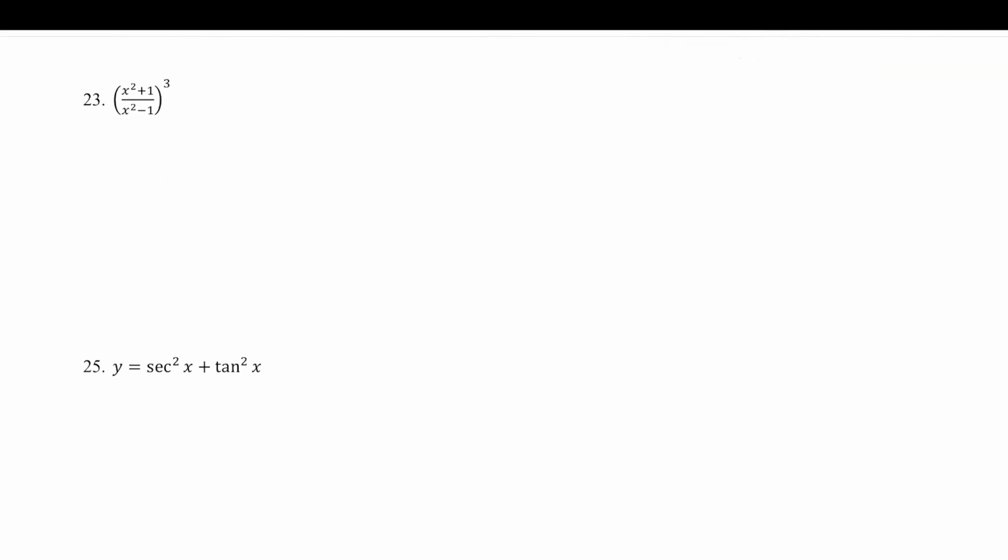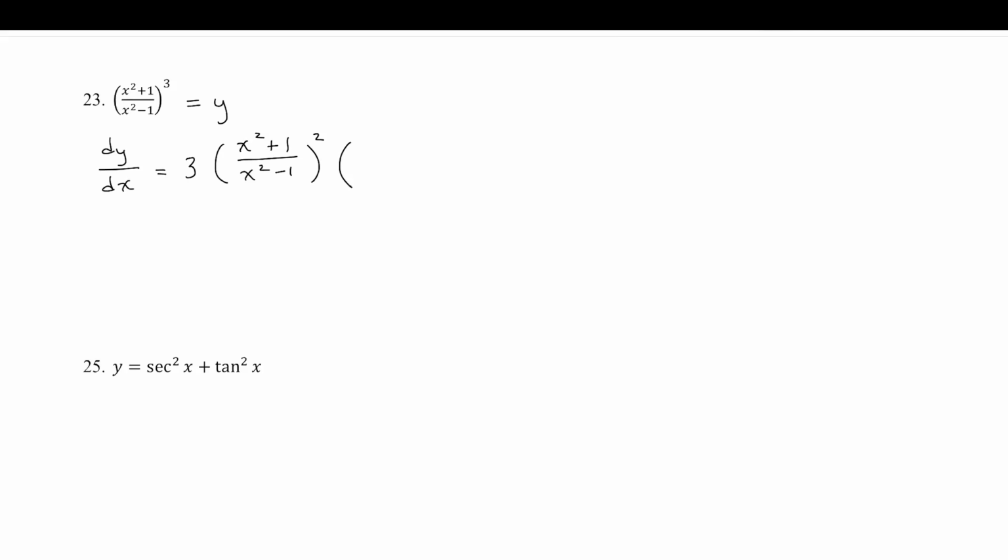All right, number 23. Here we have a function raised to a power. So this is the generalized power rule. And this function, for some reason, doesn't have a name, so I'm going to call it y. So dy/dx, when I have a function raised to a power, I bring that power down in front. I raise that same base function, x squared plus 1 over x squared minus 1, all to one lower power, that would be to the second. Then I have to multiply by the derivative of this base function.